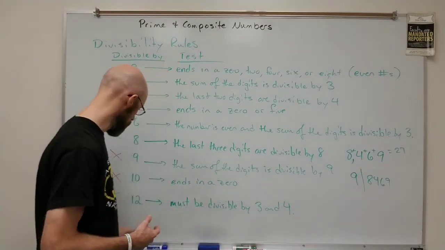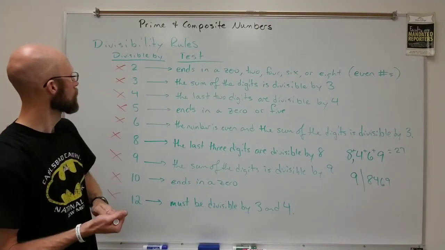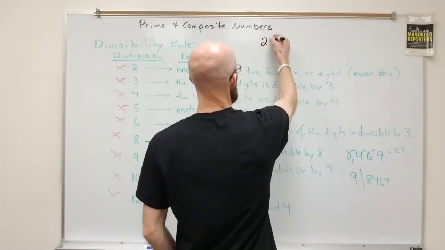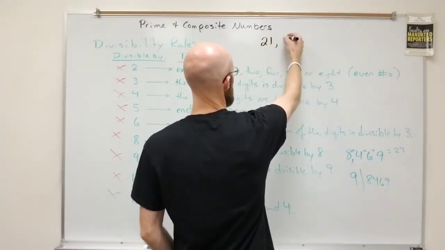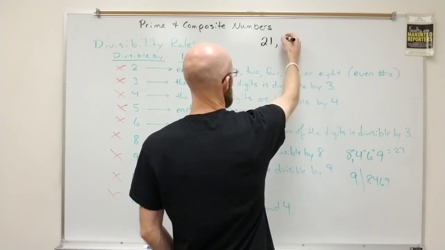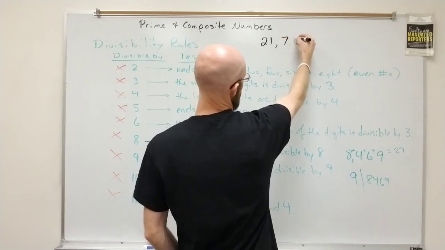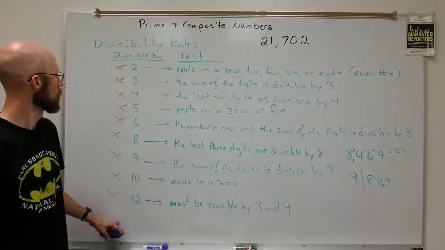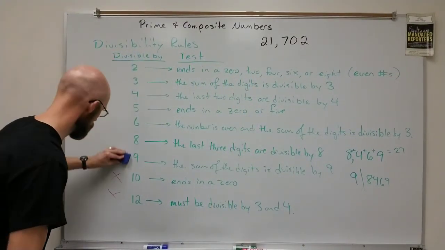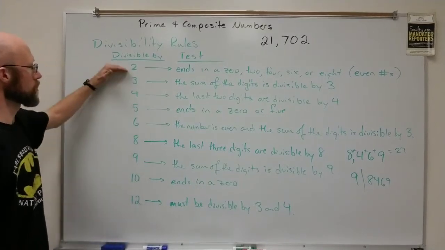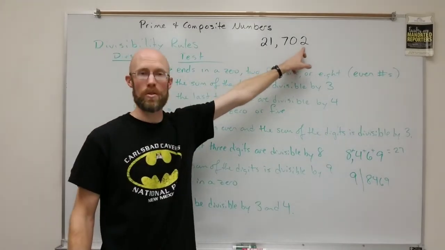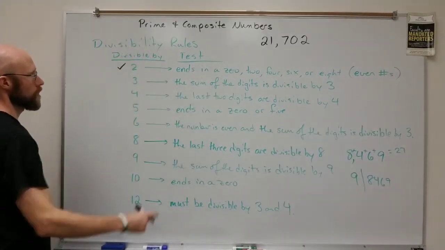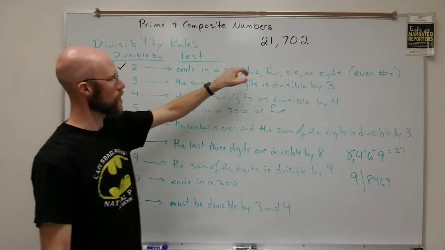Let's try one more. Let's try the number 21,702. All right, 21,702. So again, we'll run through these one at a time. Is it divisible by 2? Certainly, the last digit is even, right? So check mark there. Is it divisible by 3?